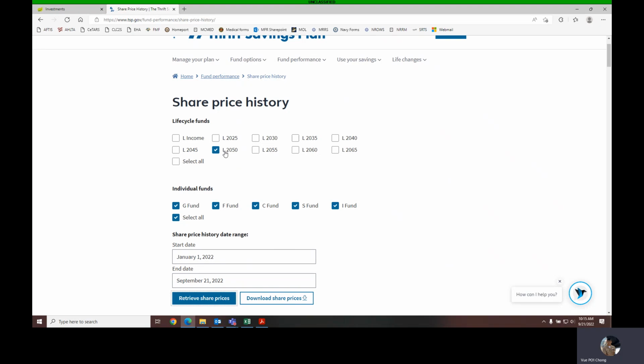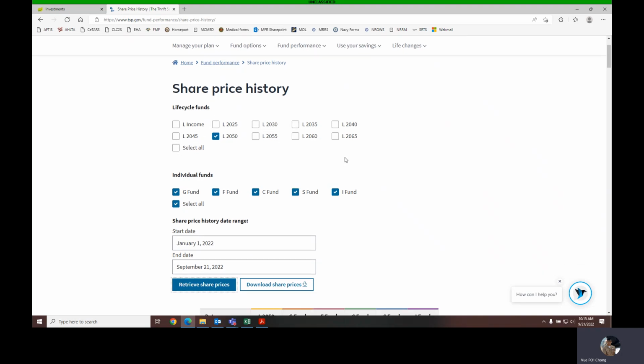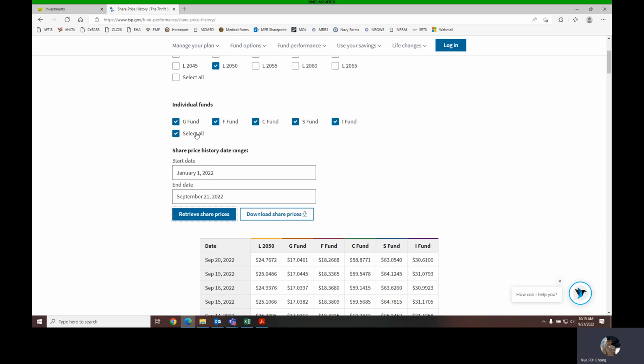So start drawing your TSP at 60, right? Or 59.5. It'll be Lifecycle 2050. If you're much older, again, just do an age calculator of 60 minus how old you are, plus that by the current year, and it'll get you your year group. You can also do the G funds, F, C, S, I, and change the dates around.